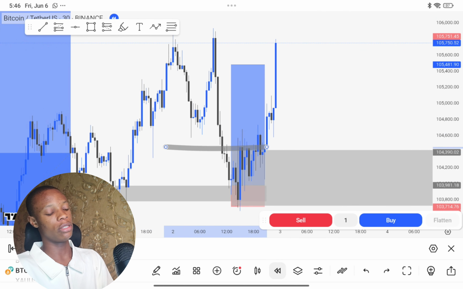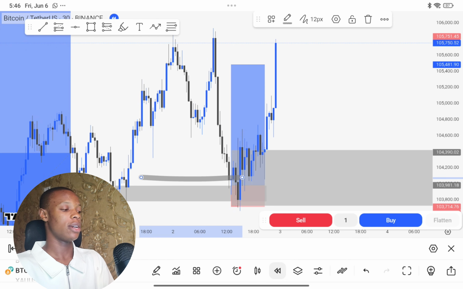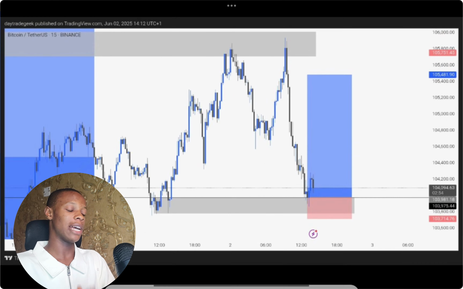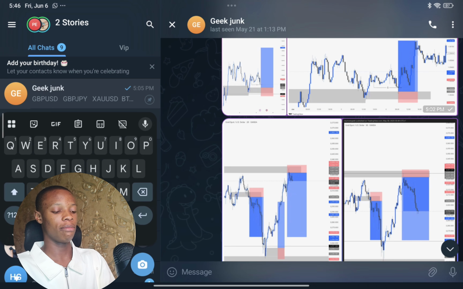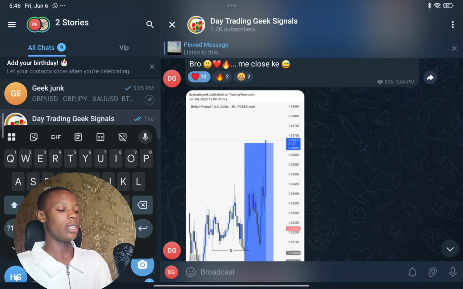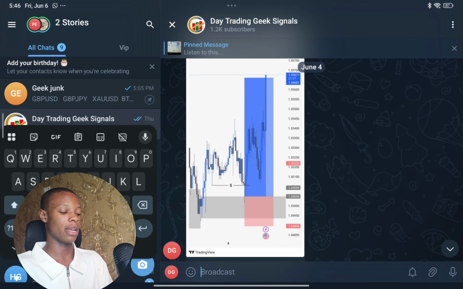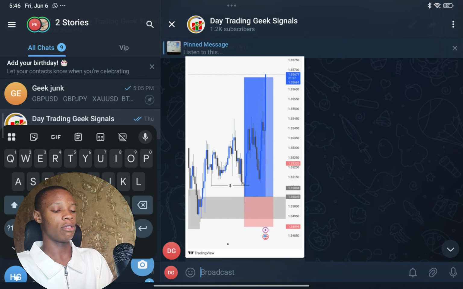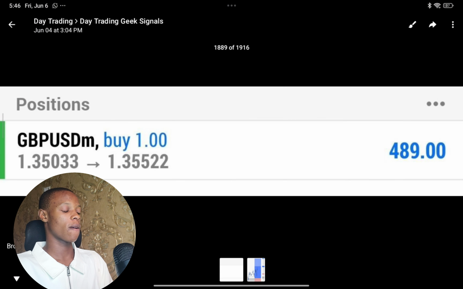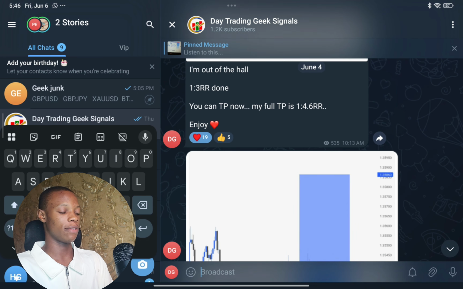So this was about the third trade I took. These three trades were personal trades. The trade I took on GBP USD was a general trade. I dropped it as a signal on my Telegram, for those that are not in the Telegram. The link will be in the description. This trade hit full TP, 1:4 RR. Can you see it right here? It was a setup right on my Telegram. I made over $570 from this.